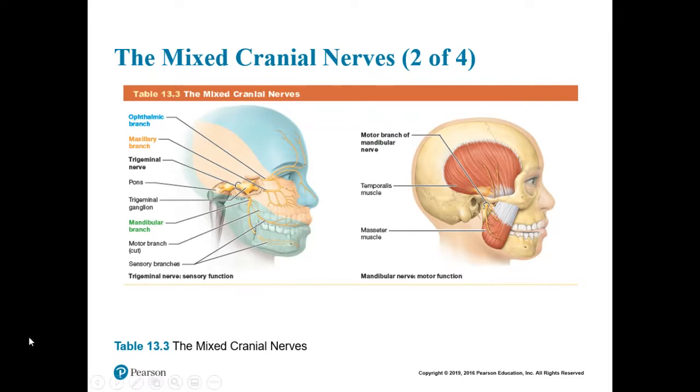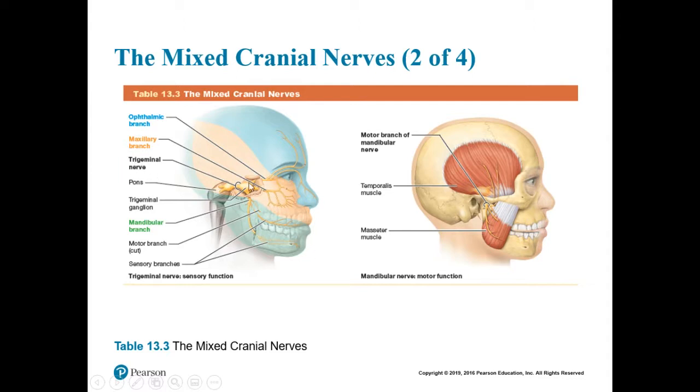They're going to have sensory divisions, and they're also going to have motor divisions. For example, we have the trigeminal nerve with its sensory function, right? So this nerve originates from the pons, which is the middle section of the brainstem, and then it forms many divisions that control the sensory aspect of the entire face.